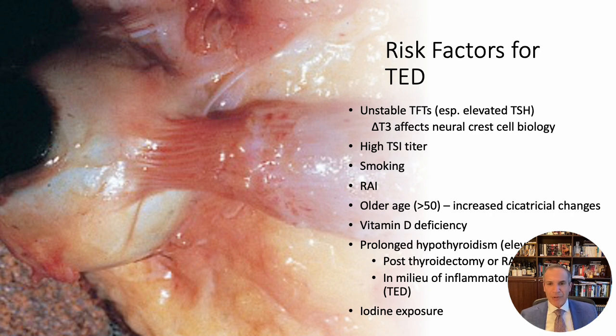Prolonged hypothyroidism, because it elevates TSH, activates orbital fibroblasts to drive thyroid eye disease. And finally, iodine exposure in patients who have thyroid eye disease can drive worsening of the disease, just like it can lead to a thyroid storm. And in the next few slides, we will touch on all of these risk factors and how to manage them.